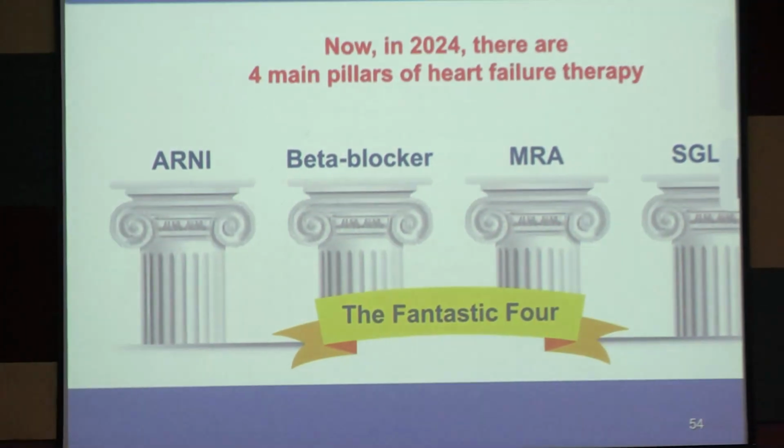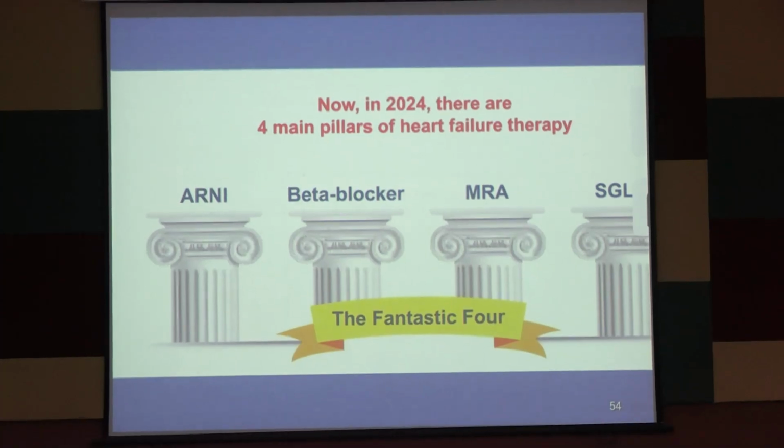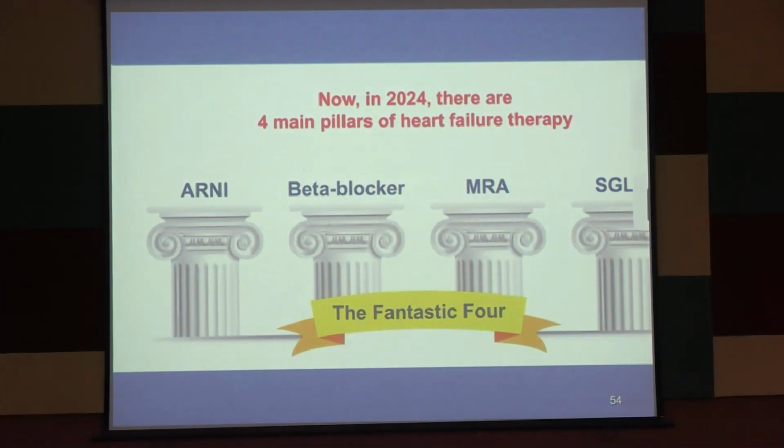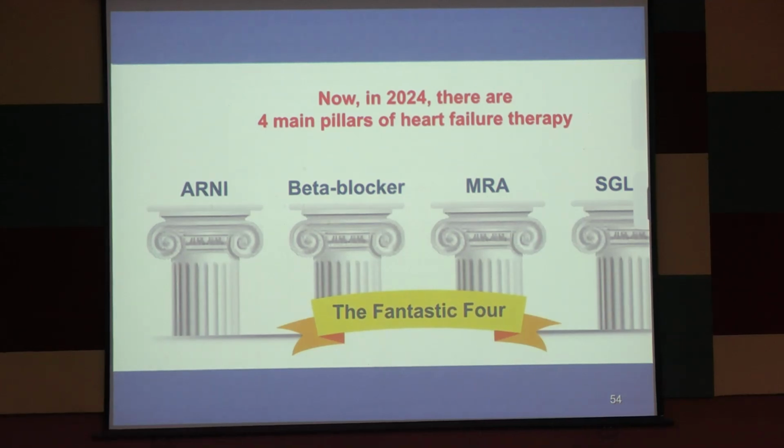Now, there are 4 main pillars of therapeutic strategy for the management of chronic heart failure. Number 1, ARNI or ACEI or ARB. Number 2, evidence-based beta blocker. Number 3, mineralocorticoid antagonist. And number 4, SGLT2 inhibitors. This is the fantastic 4 for management of heart failure.